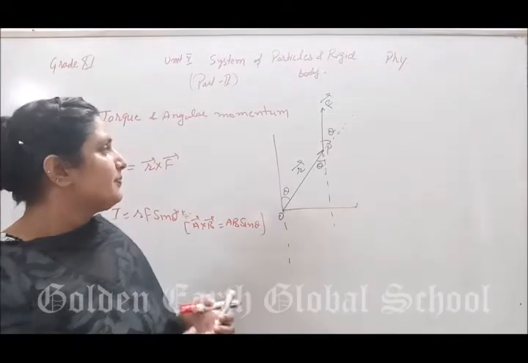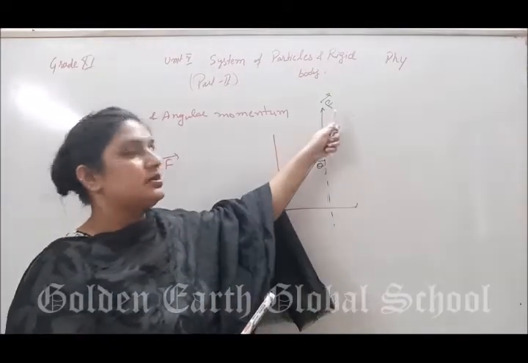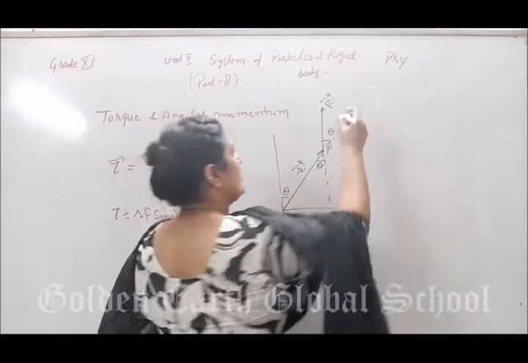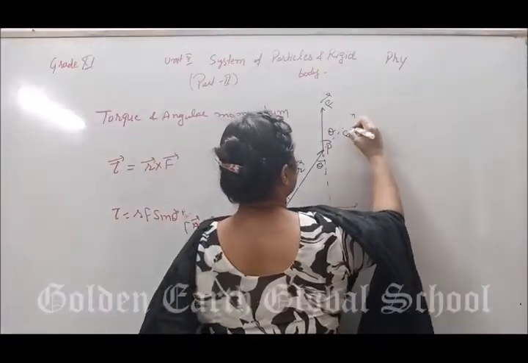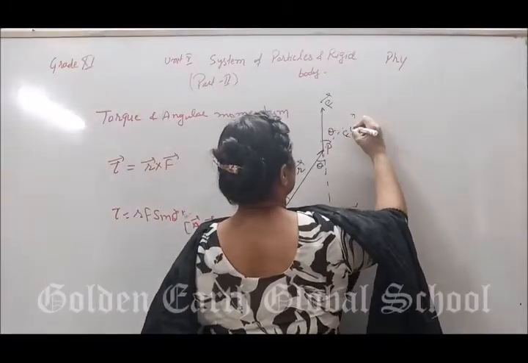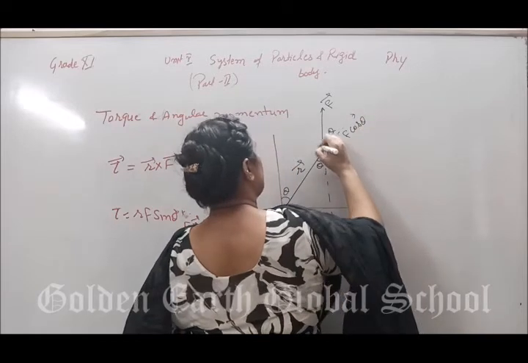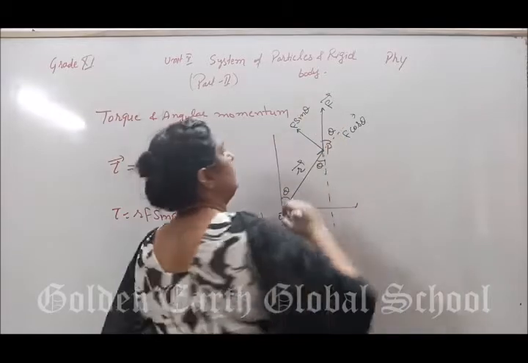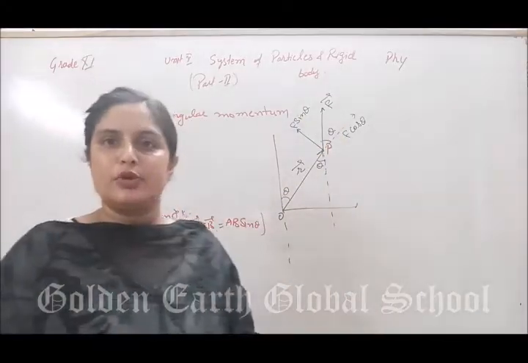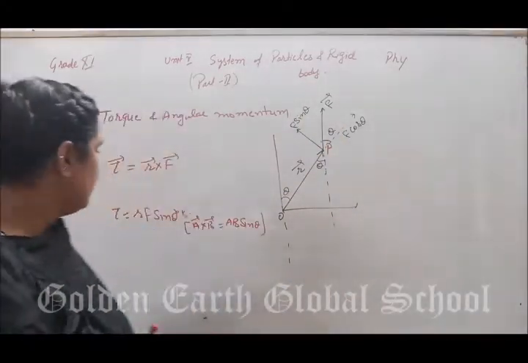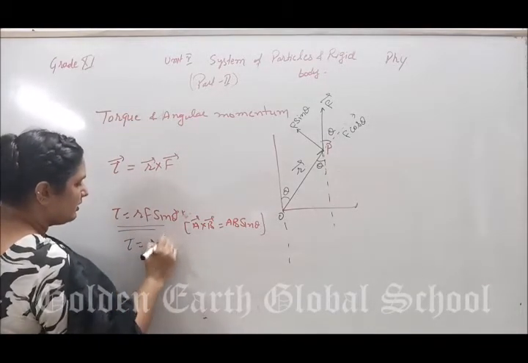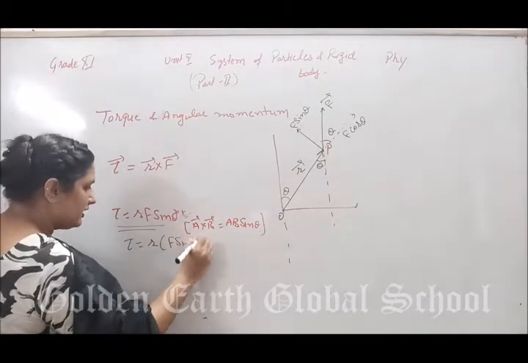Now I can write the components of this force F. One component is F cos theta, that is called the horizontal component, and this is F sin theta, that is the vertical component of the force. Now come here, I have written the torque is equal to R into F sin theta. I can write it like this.